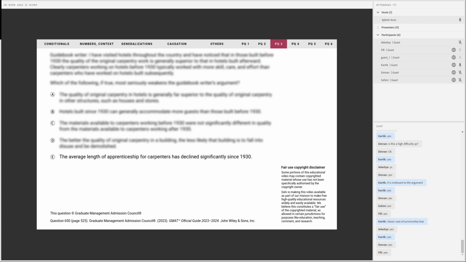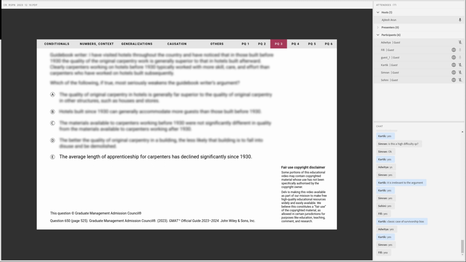So, Ajitesh, if I were to mark this option, I would think it this way because you asked why would somebody mark this option? I'd have to wrongly assume that it was not the lack of skill, care, and effort, but it was their training that led to the decline in the quality. So I'm just introducing another cause which really weakens the argument. So if I were to think it this way, then I would be thinking option E. Excellent, excellent. So Karthik is absolutely correct.